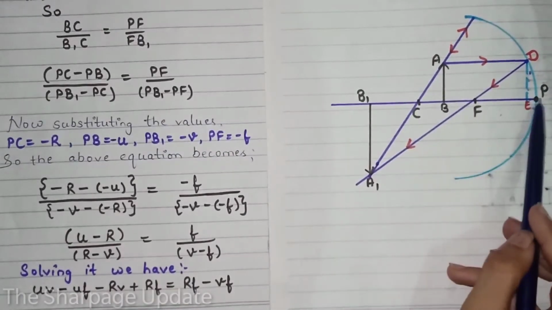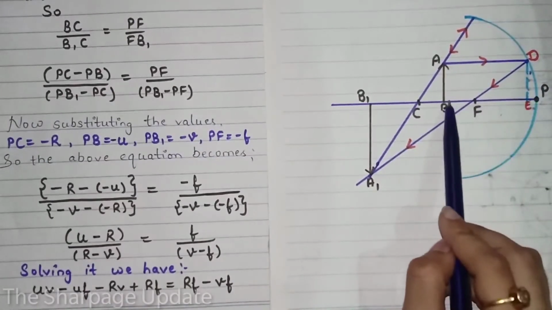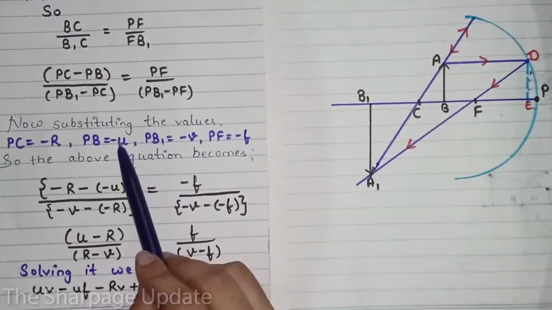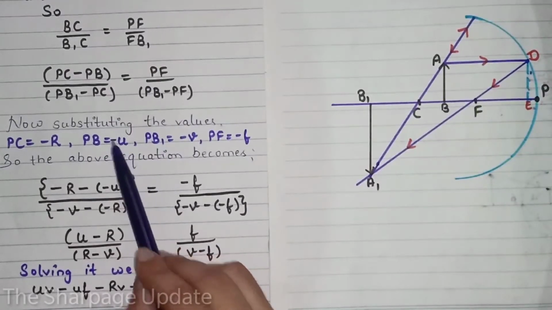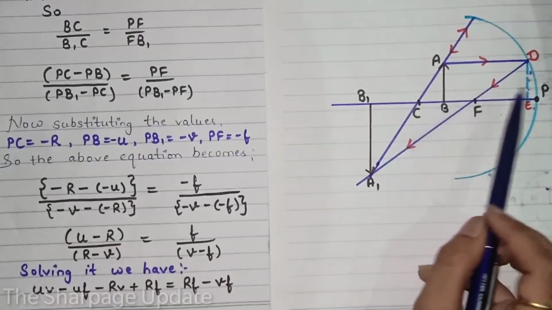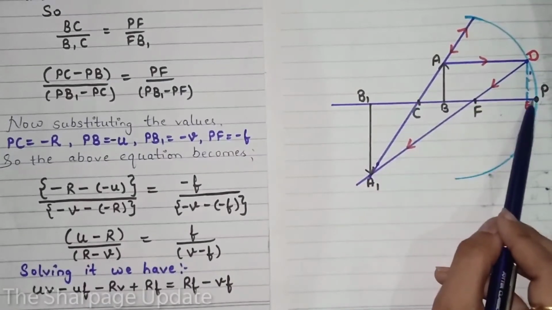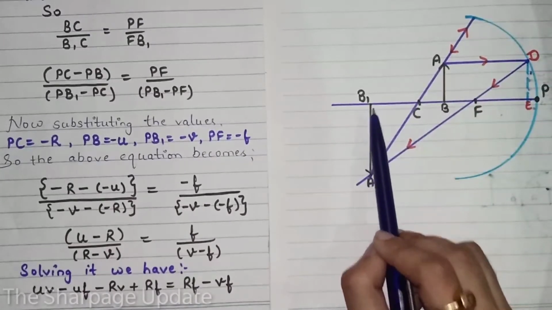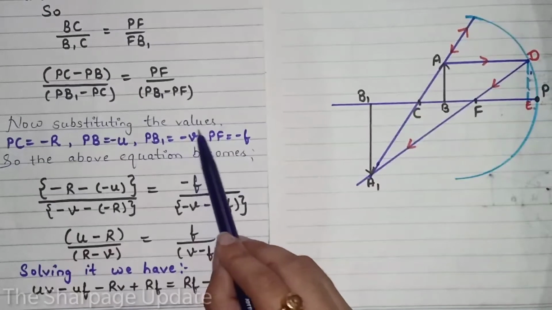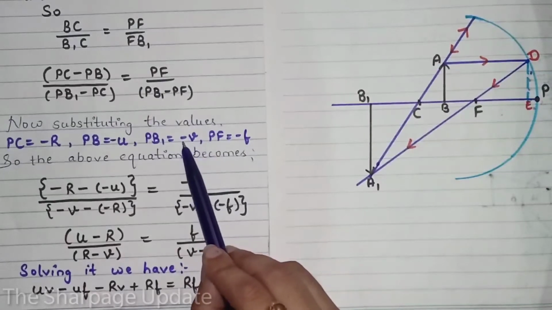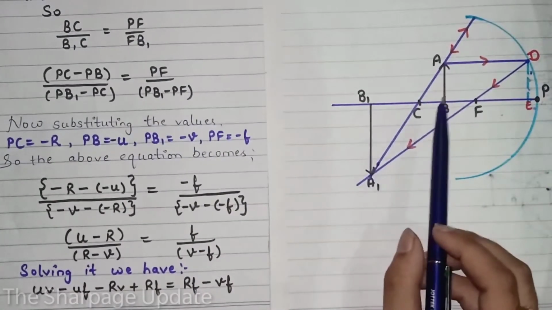Now, what is PB? PB is the distance of the object from the pole. So we have represented it by u. We always represent the object distance by u, and we place the minus sign because it is in the opposite direction of incident light. Now, what is PB1? PB1 is the distance of the image from the pole, and we have taken it as minus v, as we always represent the image distance by v, and the minus sign represents that it is in the opposite direction of incident light.